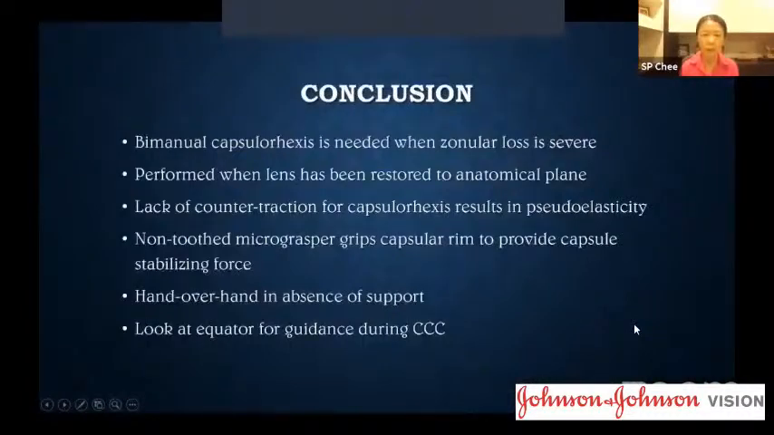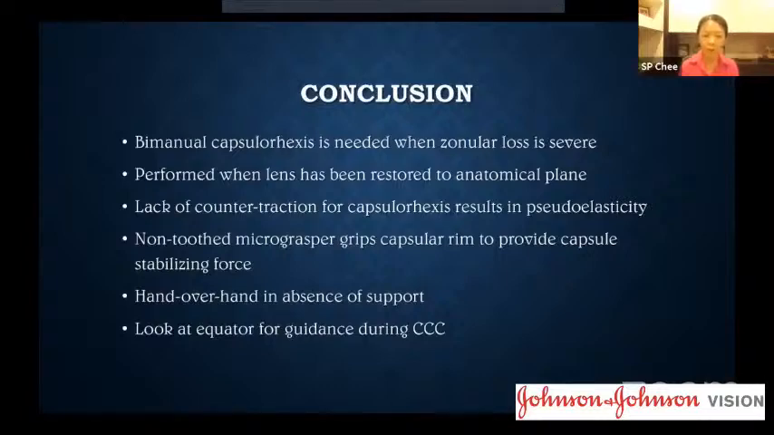So in conclusion, bimanual capsulorhexis is needed when the zonular loss is severe, all right. And you'll know it when you initiate it. There's no counterforce, there's severe capsular folds and pseudoelasticity. So this is only performed after you've got the lens restored to the anatomical position. So that's a very important step, right? Bring it to the correct position to be centered as well as vertically into the right position. And the lack of counter traction for capsulorhexis results in pseudoelasticity, like what you saw here.